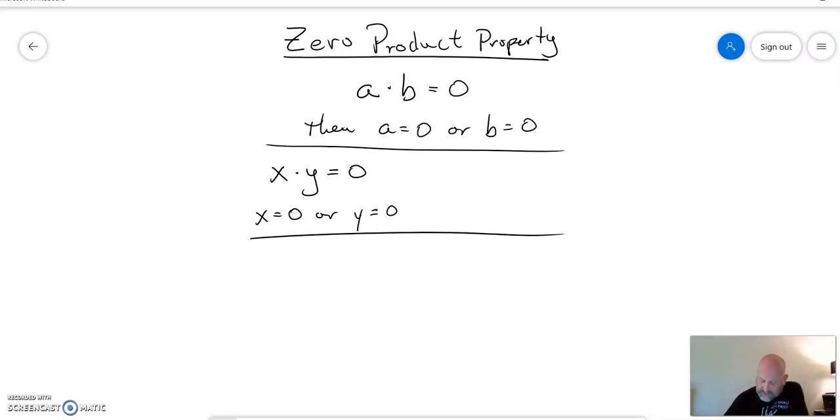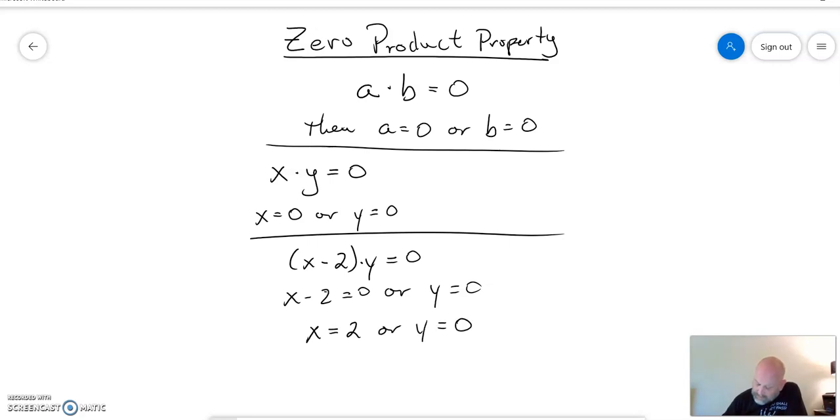But the things we've looked at that are two quantities multiplied together often look like x minus 2 times y equals 0. Well, that's still two numbers being multiplied. X minus 2 is a number and y is a number. So x minus 2 equals 0 or y equals 0 are the natural next steps. This isn't completely solved yet. I still don't know what x is. So if I add 2 to the other side, I get that x is equal to 2 or y is equal to 0. And these end up being my two solutions for that.